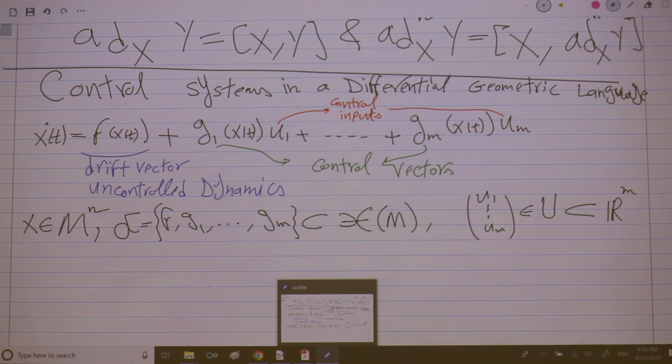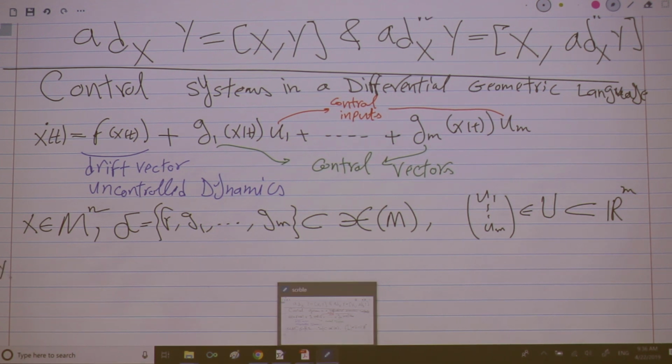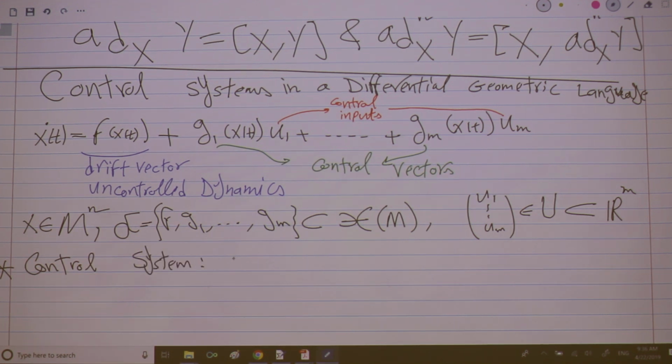So this is why we typically define our control system, we'll give it the notation sigma, by this triple: the manifold, the family of vector fields representing the dynamics, and the control set.